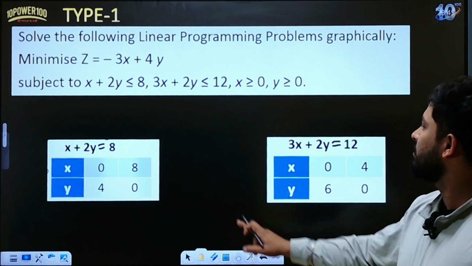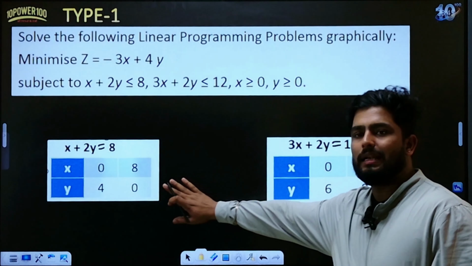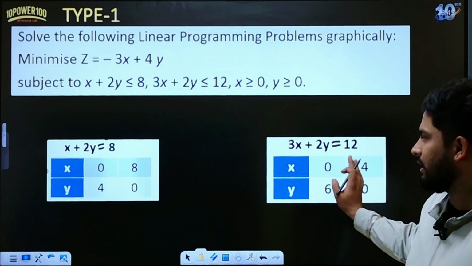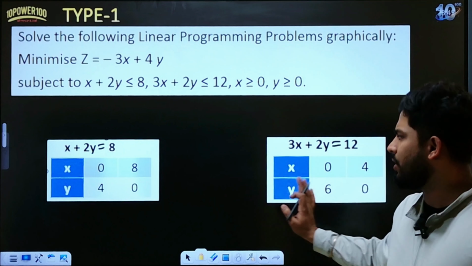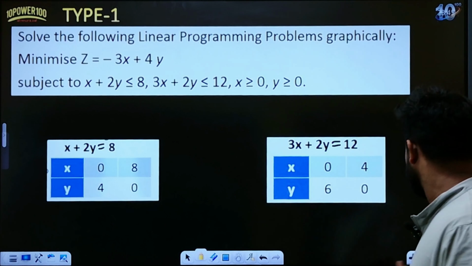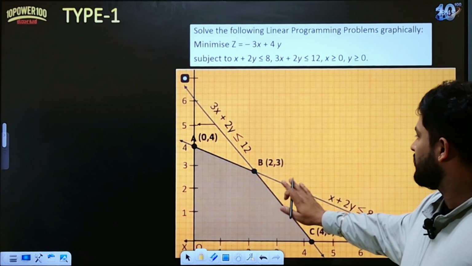After that, we have got x plus 2y is equal to 8, and these are the coordinates. How I got these points is important. After that we go for construction. This is what the construction is. Here I have already constructed.